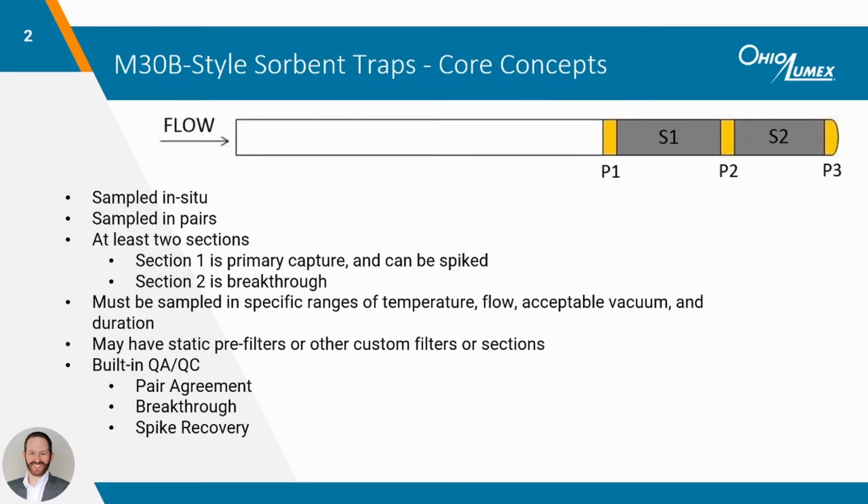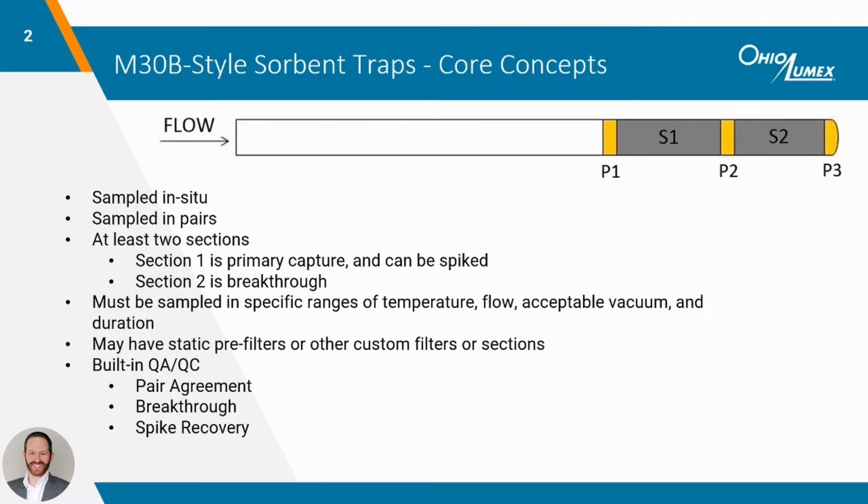Every type of sorbent trap has its own unique set of sampling parameters, including temperature, flow, acceptable vacuum, and sampling duration. We will go over specific sampling parameters in a few slides. Each sorbent trap is handmade and can be customized in a variety of ways to meet the needs of a specific application.